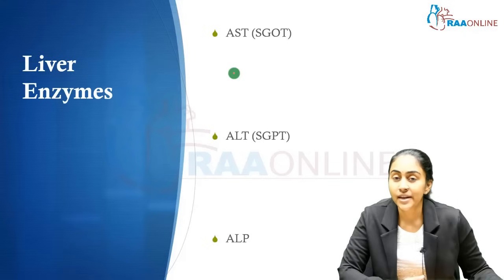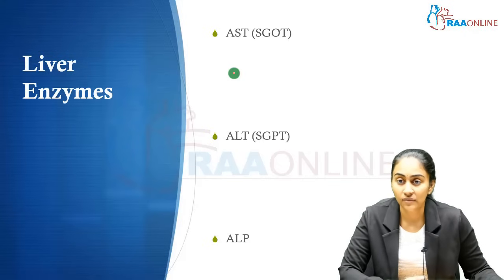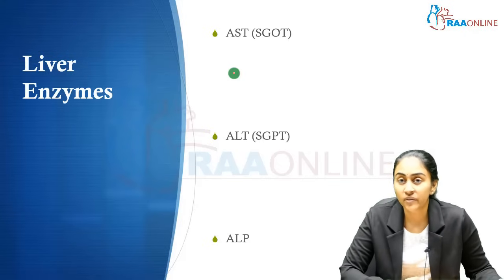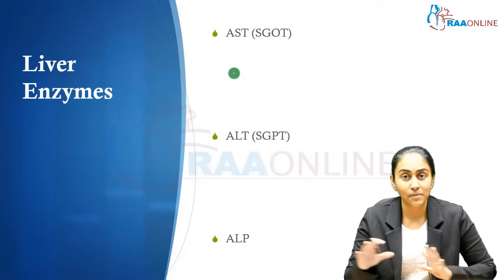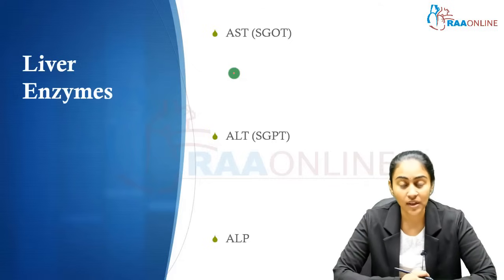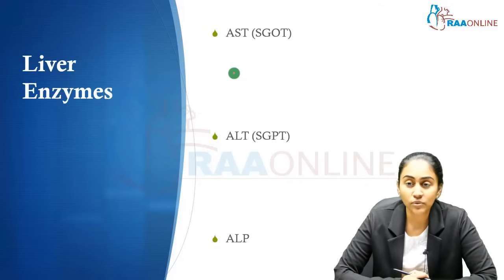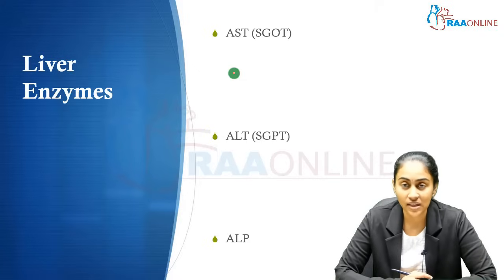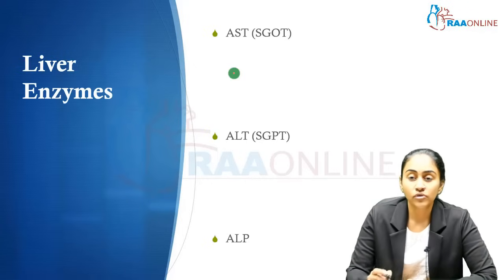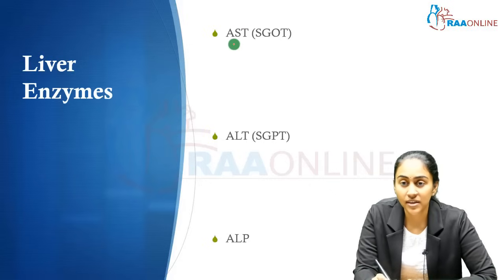So today, let's start out by understanding the liver enzymes. There are 3 important liver enzymes. I'm going to be discussing the approach to liver enzymes separately and the approach to bilirubin separately. So, the 3 liver enzymes include the transaminases, which are the AST or the SGOT, and ALT or the SGPT, and then finally we have the alkaline phosphatase. Okay, so AST is the aspartate transaminase and ALT is the alanine transaminase.